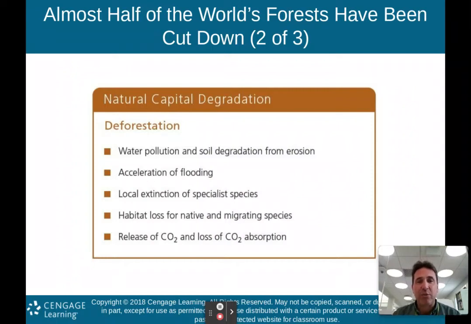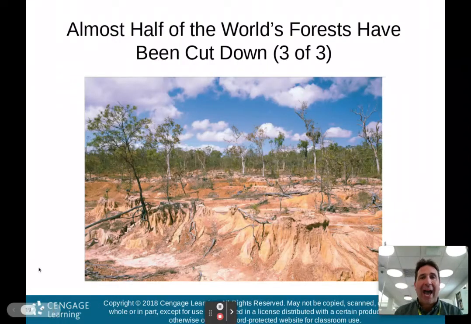Local extinction of specialist species, habitat loss for native and migrating species, and we have a release of carbon dioxide and a loss of carbon dioxide absorption, right? When you burn wood, you release carbon dioxide into the air. Well, now you're not replacing that wood, so you lose the amount of carbon dioxide that can be absorbed or sequestered. And obviously now we're throwing that carbon cycle out of whack.